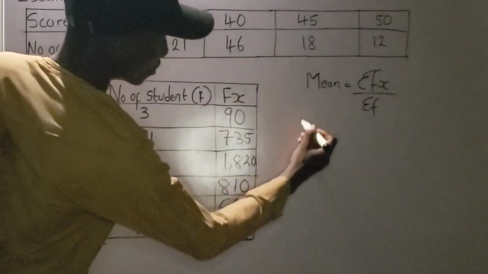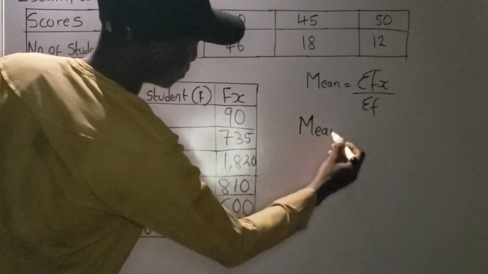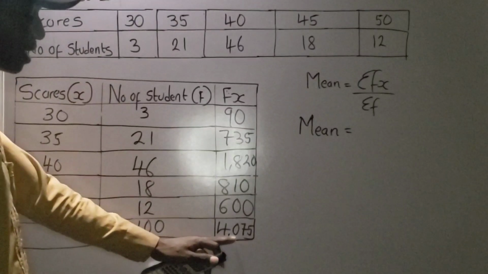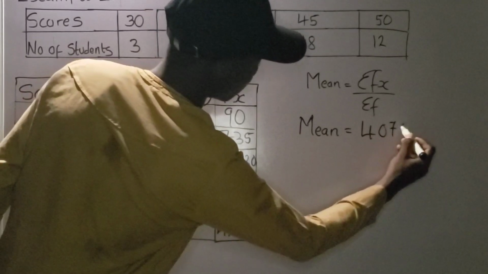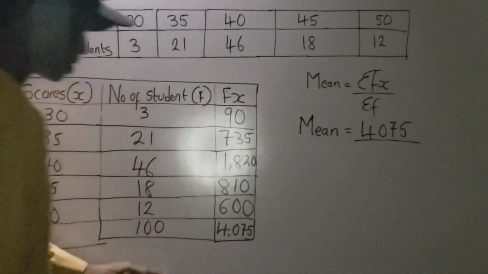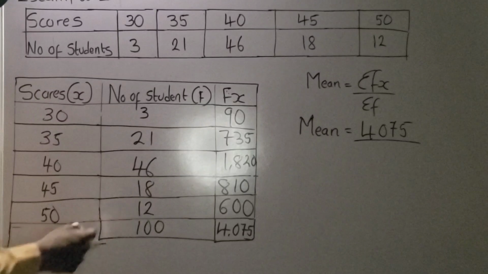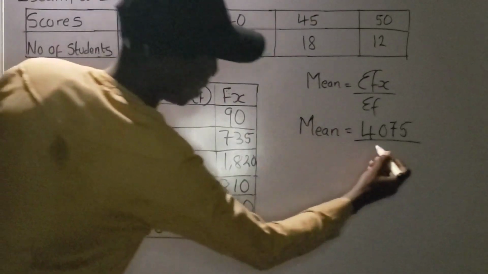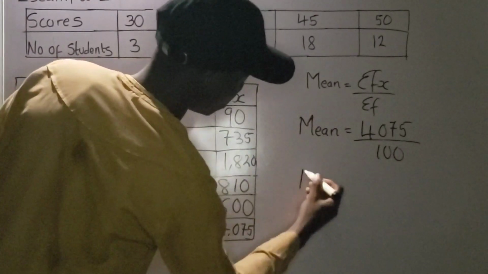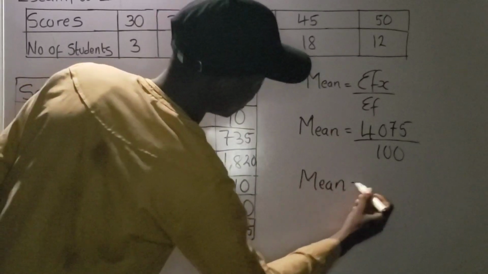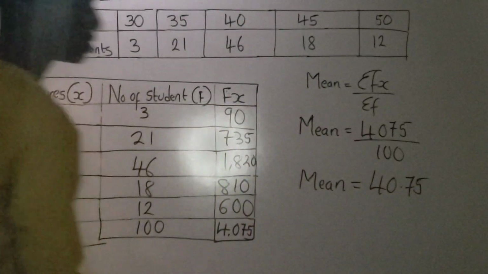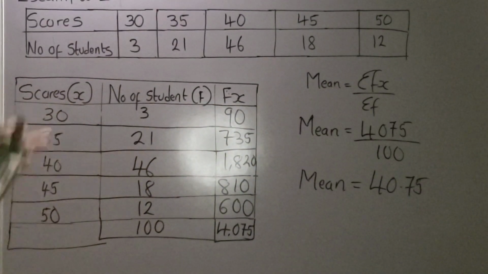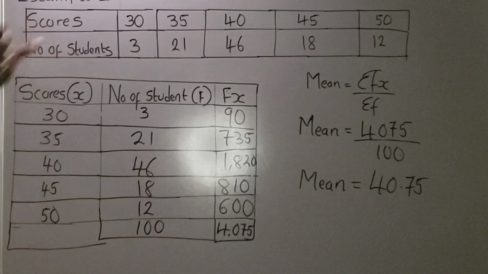So I can proceed to calculate the mean of this frequency distribution, which is equal to summation fx, which is 4075, all over summation f. Summation f is 100. So the mean of this distribution is equal to 40.75. You understand? So we have calculated the mean of the frequency distribution of numbers of students in this course. So let's proceed to example 2.